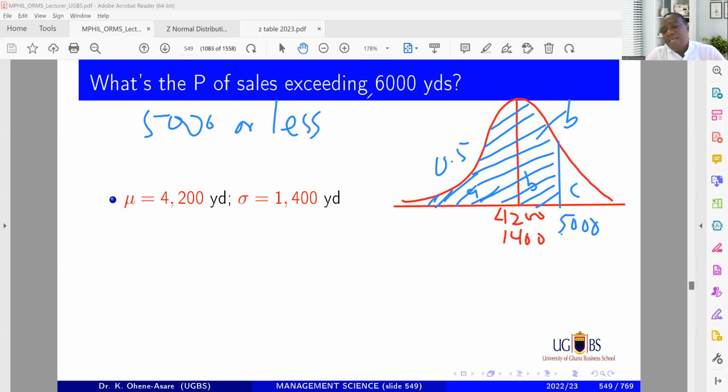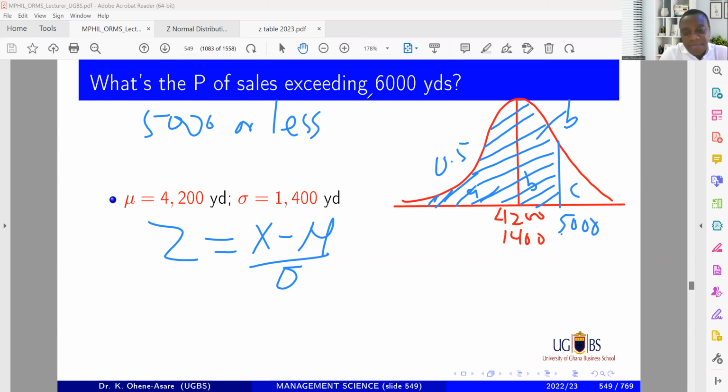And that area of B is to the right of the mean. So you just have to take the Z value. You calculate the Z value: it will be X minus mu over sigma. We know the mu and the sigma. We know the X as well. We are told the X is 5,000. So how do you work it? It's going to be 5,000 minus the 4,200, which is the mean, over the standard deviation, which is 1,004.